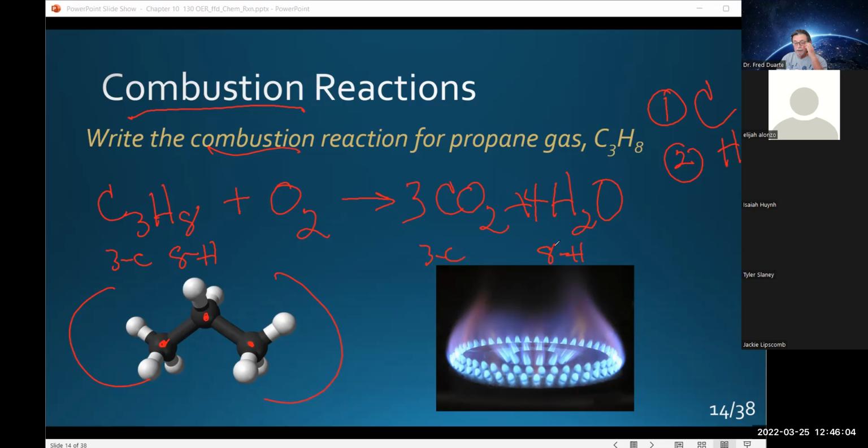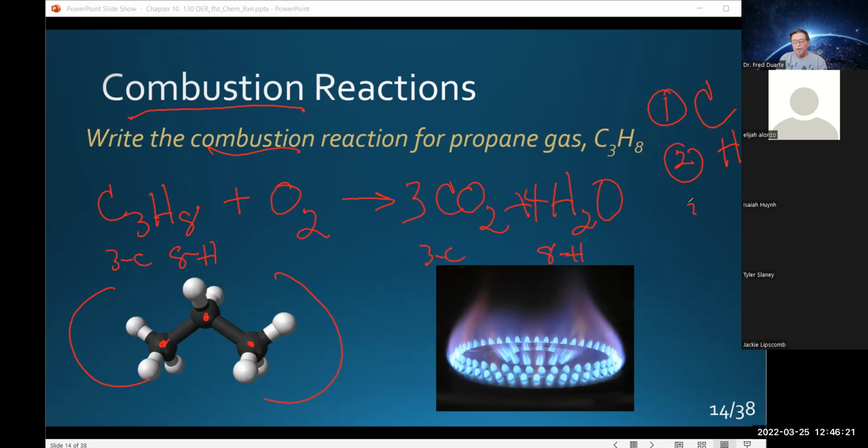Okay. Notice how we're going back and forth. We start off as a reactant, then we go over to the product to balance, then go back to the reactant side. Now we go back to the product side. We go back and forth, okay?